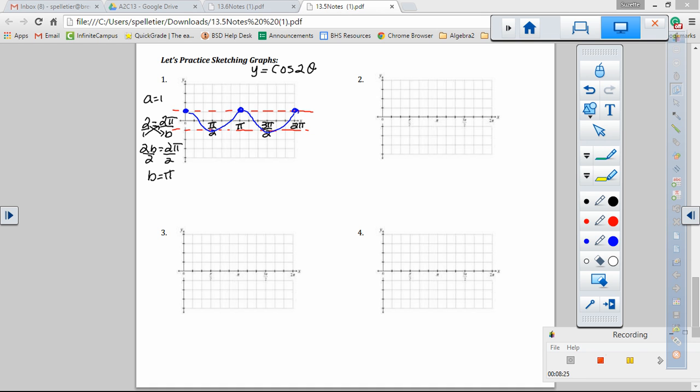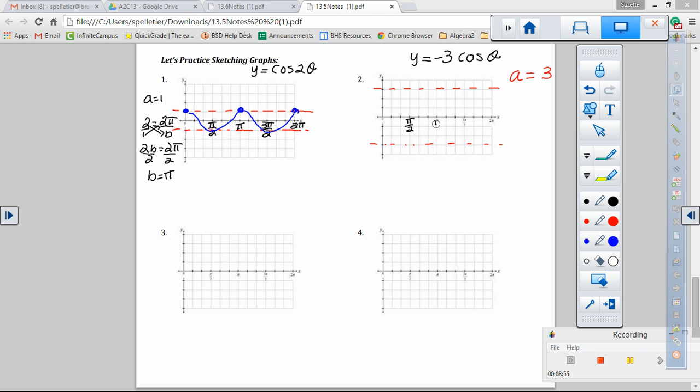The second one I would like you to do, y equals -3 cosine theta. Now, we said A has to be positive, right, because it's the distance above and below that center line. So we're going to go 3 above and 3 below. But here's the deal. Here's what's going to happen with it. A is, in fact, 3. So 3 above and 1, 2, 3 below. That is definitely what we're going to do.